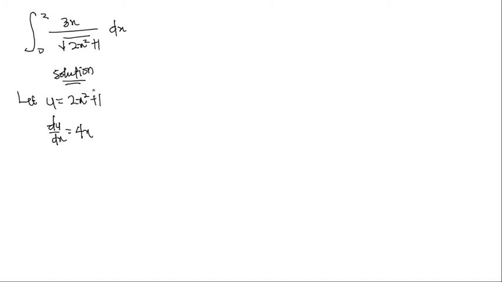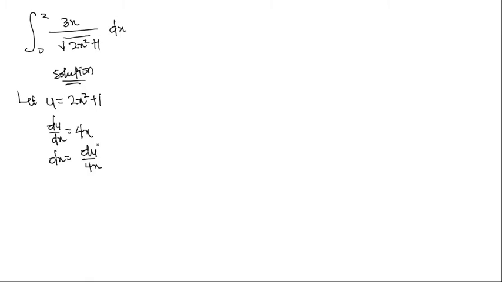Now if we differentiate 1, it's a constant, so we get 0. So the derivative of 2x squared plus 1 becomes 4x. Now let's make dx the subject. So if we make dx the subject, we have du over 4x.